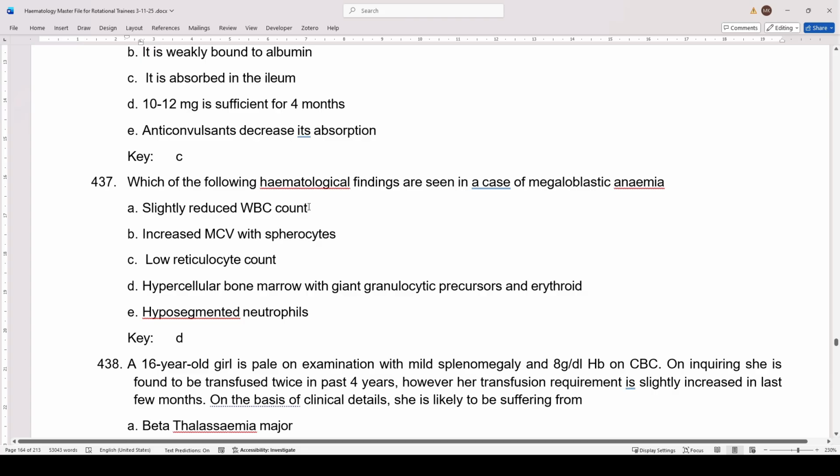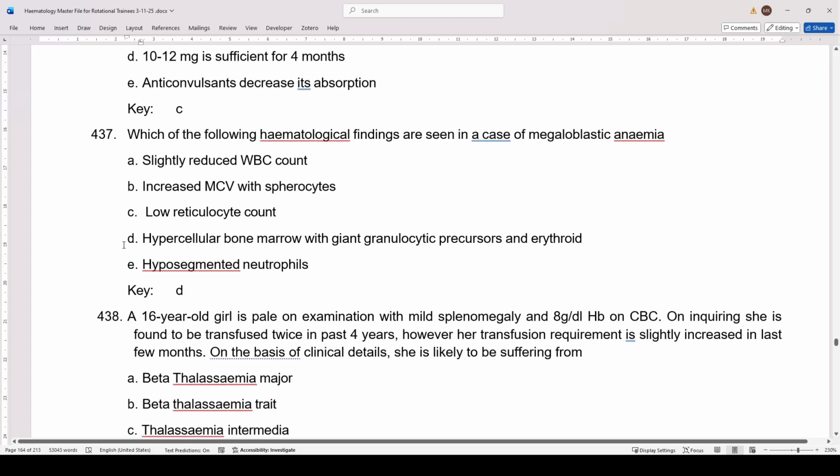A patient can present with pancytopenia. So WBC count, hemoglobin, and platelets are reduced in megaloblastic anemia. Hyposegmented neutrophils is completely wrong. We have hypersegmented neutrophils. So just learn the concept and then you can answer by your own. So the one which is correct is hypercellular bone marrow with giant granulocytic precursors and erythroid precursors.